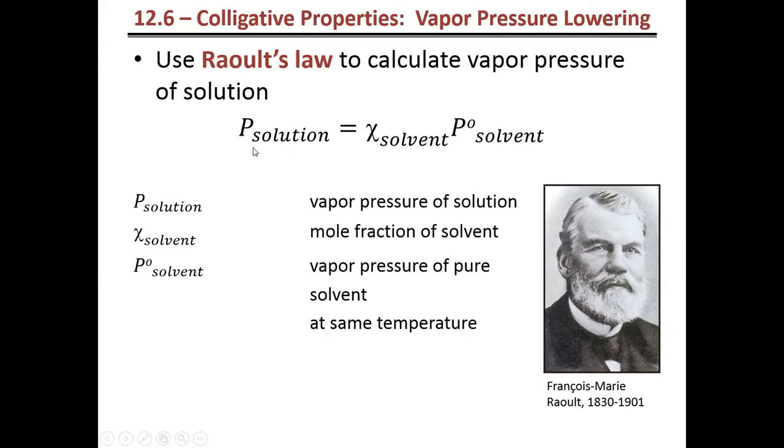Okay? So all of this ties back to the idea that if you're able to make a solution, it's because the solute and solvent must want to hang out together and have some decent intermolecular forces, and so they're probably not going to vaporize quite as much to the same pressure. That's the idea. So the vapor pressure is going to get lower.